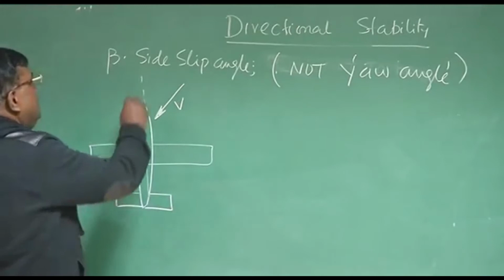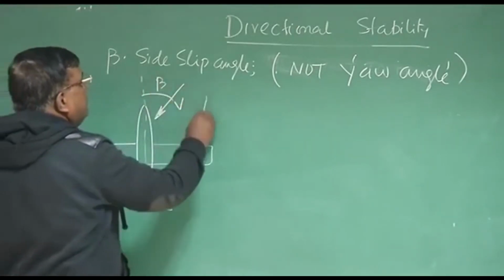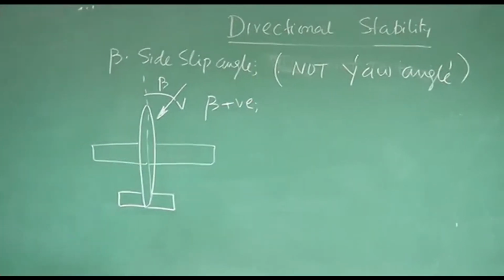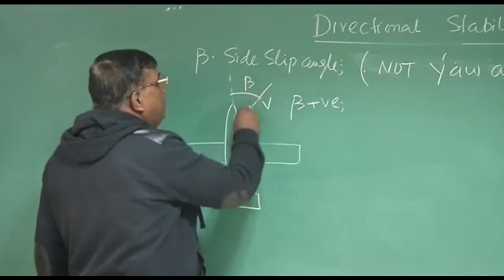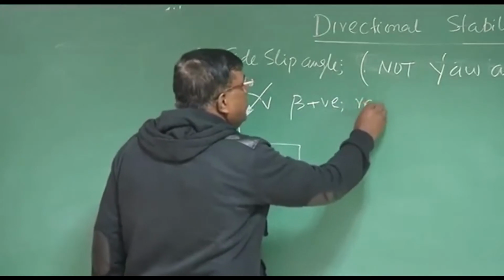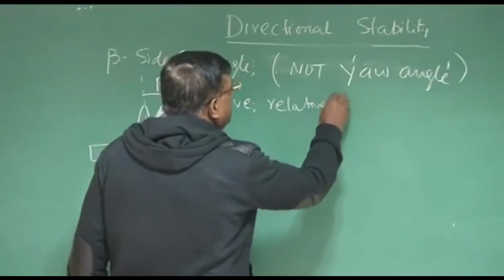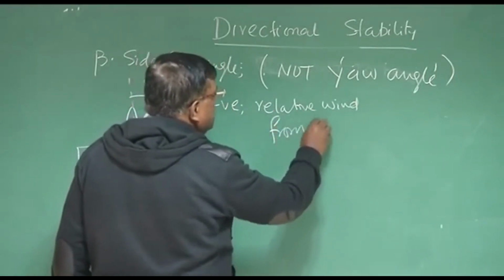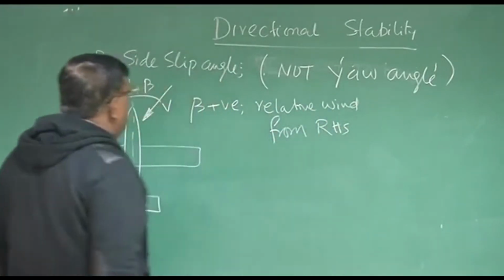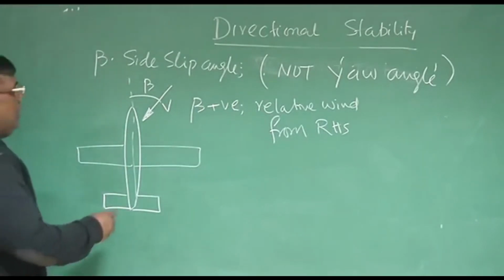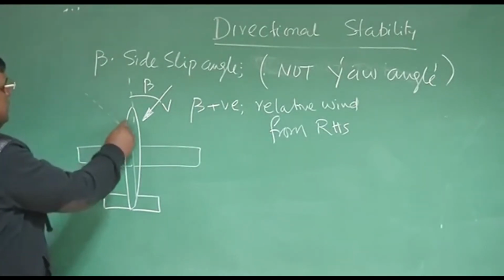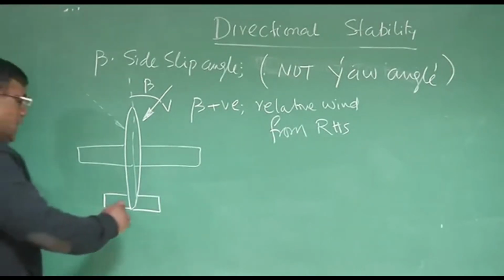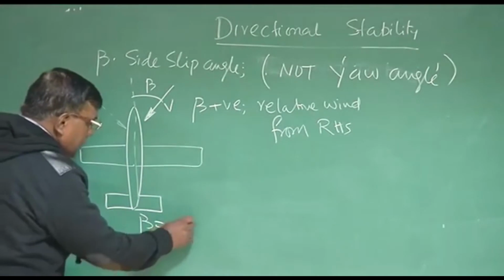So this angle is beta, and beta is positive, convention-wise, when you are flying the machine and the relative wind is coming from the right-hand side. What will beta negative be, convention-wise? Beta negative will be the other way, if it is like this. That is beta negative. Now, you know, most of the time, beta equal to 0 is the equilibrium.